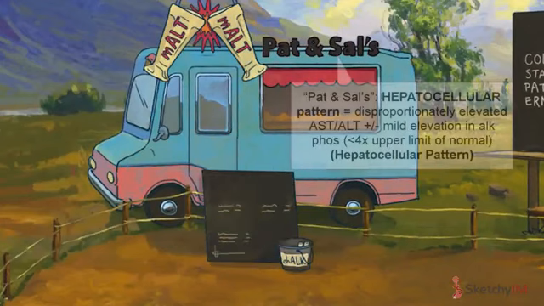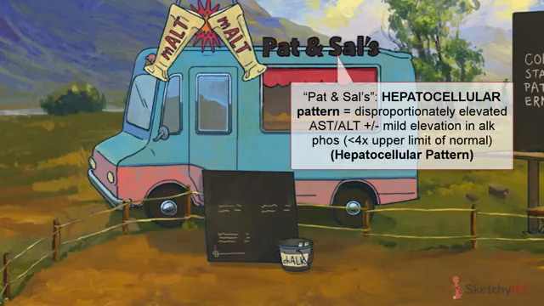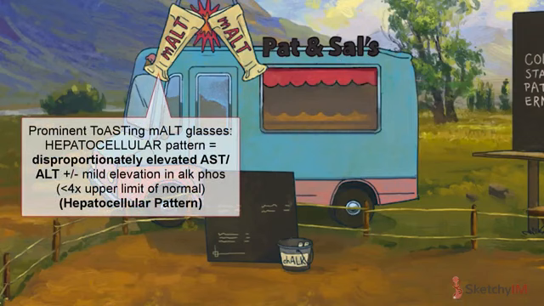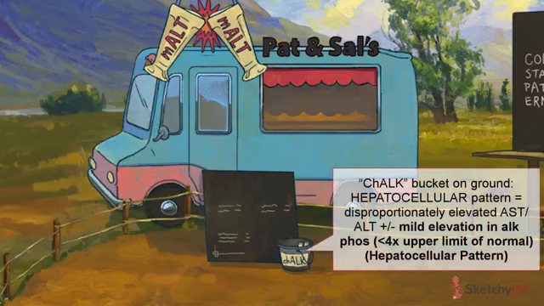The hepatocellular pattern of lab abnormalities is seen in disorders of the liver parenchyma, where hepatocyte injury is the name of the game. Here, AST and ALT are disproportionately elevated compared to the alk-phos, hence the toasting malt shakes towering over the chalk bucket. The AST and ALT can range from mildly elevated, double digits, all the way to the thousands. What? As for the alk-phos, it may be normal or mildly elevated, less than 4 times the upper limit of normal.